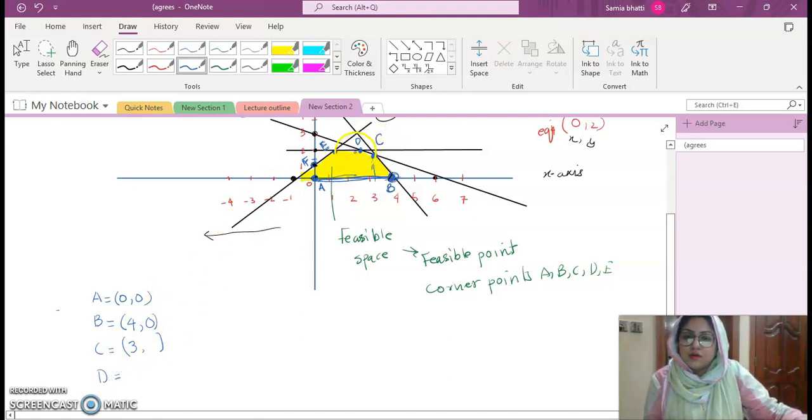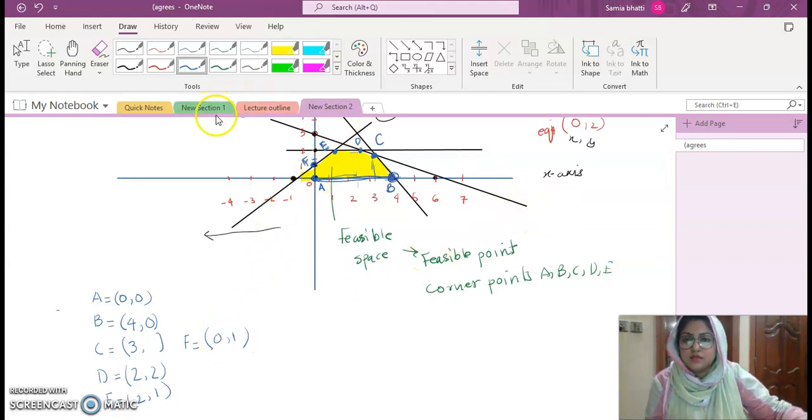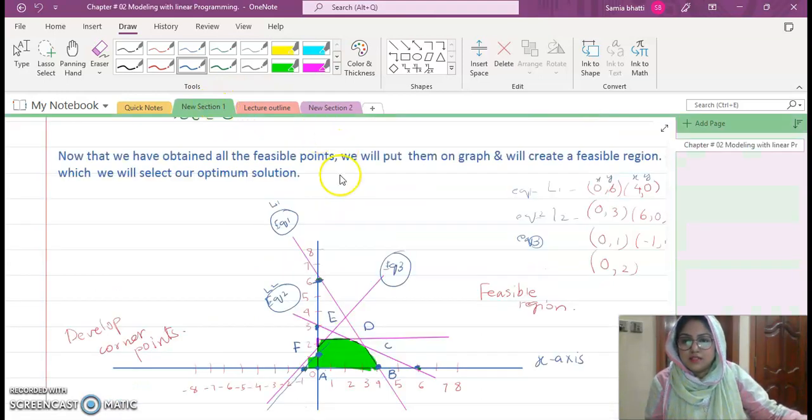You see D is on 2, and on the graph paper it's again on 2, so we will write here 2 comma 2. After D there is E, which is 2 and 1, and F is lying on the y-axis, it is 0 and 1, right? So we are coming back.